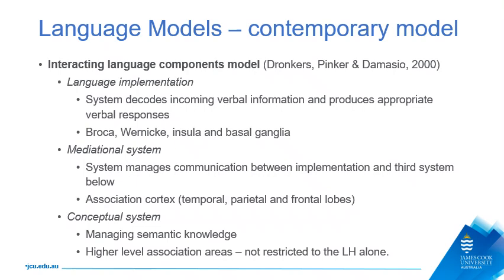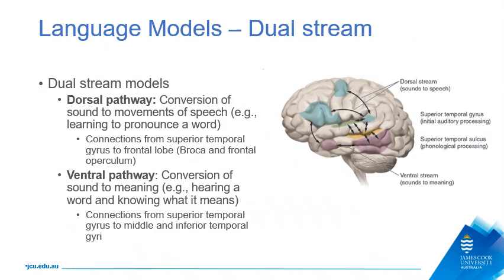So all you have to remember is that this is a relay system, and it involves the association cortex. The last and perhaps the highest system is called the conceptual system, involving managing semantic knowledge. So it's involved in processing the meaning of the verbal information. It involves higher level association areas, and it's not restricted to the left hemisphere alone.